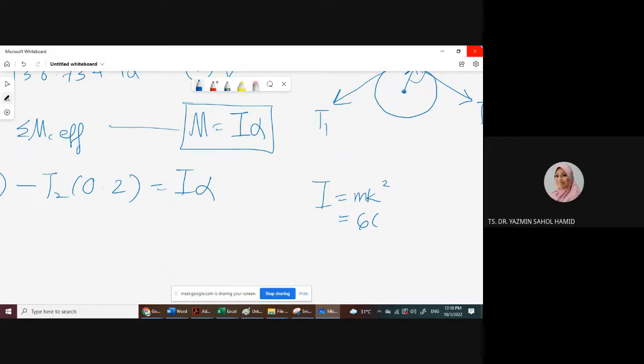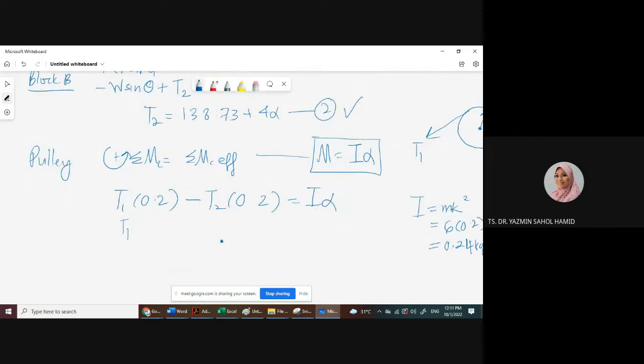So, kalau tukar meter? 0.2. So, berapa K you? Berapa K pula? Berapa I you? 0.24, 0.2. Kilogram per meter square. Kilogram meter square. Okay. Alright. Now.